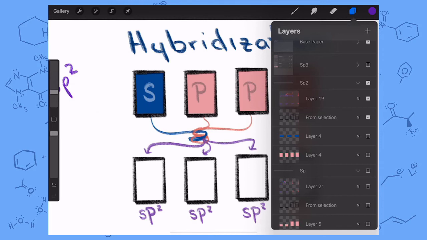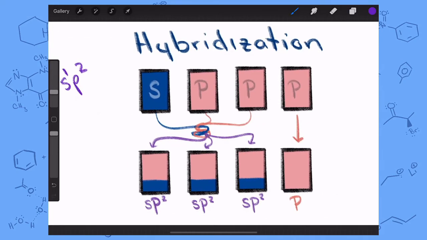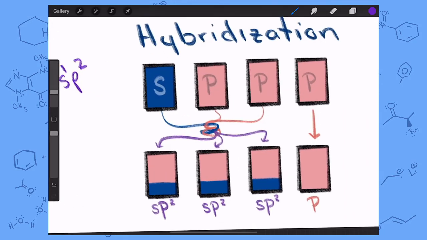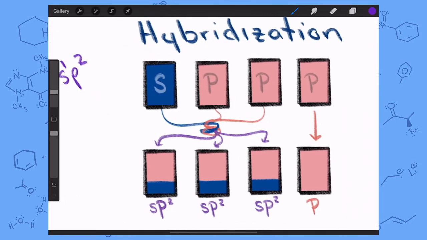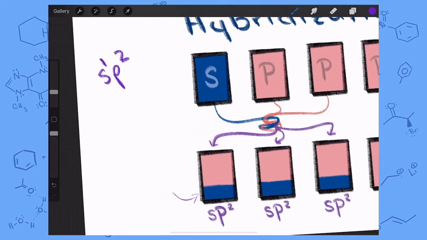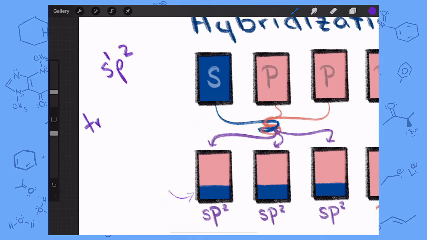So what does that mean? Well, it means that they're 1/3 s and 2/3 p. What happened to that other 4th orbital? It's still there. We didn't touch it, but it's still there. So again, with VSEPR theory, only atoms that have some bit of s character count for our electron groups. So we have 3 orbitals that have some sort of s character. They have some blue in them. So 3 electron groups, that is trigonal planar.